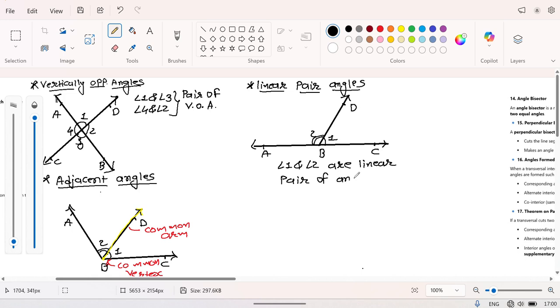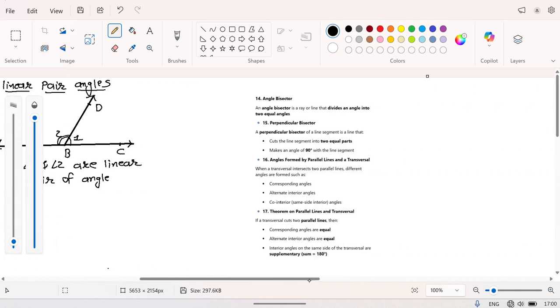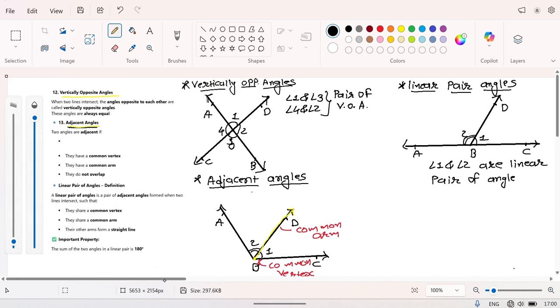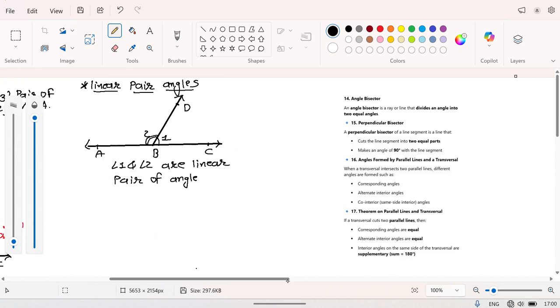Linear pair of angles. Now the next topic: as both angles create a line, the addition of both the angles is 180 degrees, which means angle 1 plus angle 2 equals 180 degrees always.